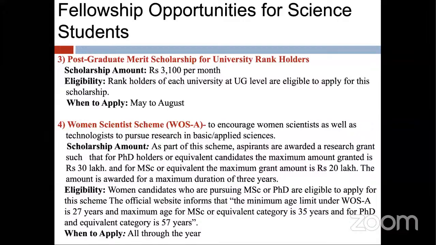Then there is the postgraduate merit scholarship for university rank holders. Again, UGC gives this from May to August. Then for women, there is a scheme from DST, Department of Science and Technology, to encourage women scientists and technologists. Here also you can get a maximum grant of 30 lakhs for research, and the candidate should be MSc or equivalent or pursuing PhD. This is announced every year and it is open throughout the year.